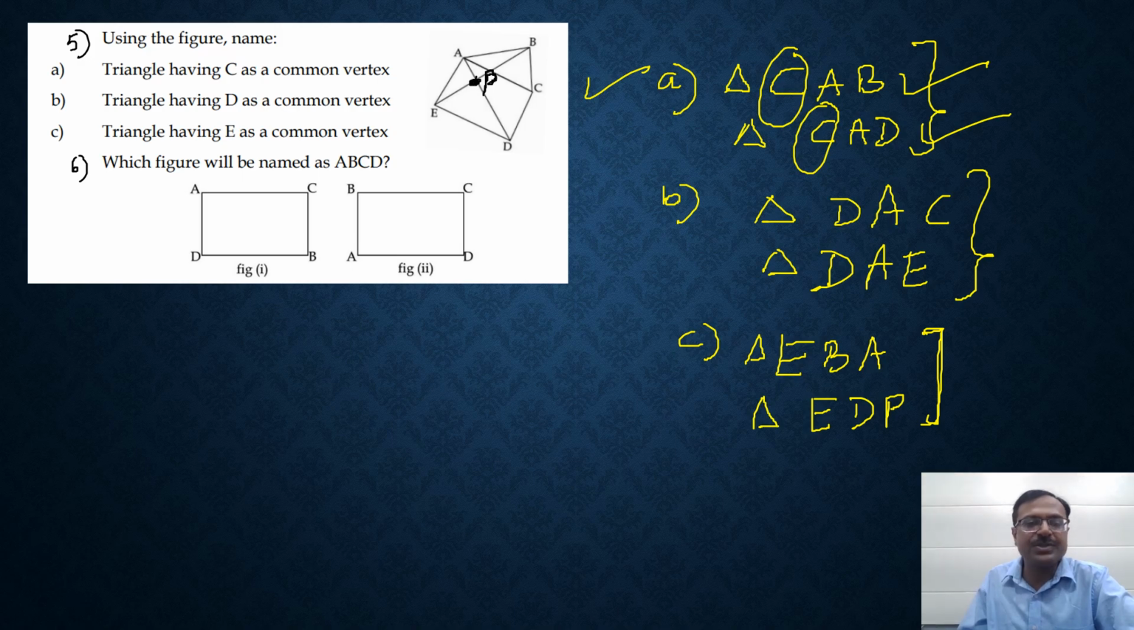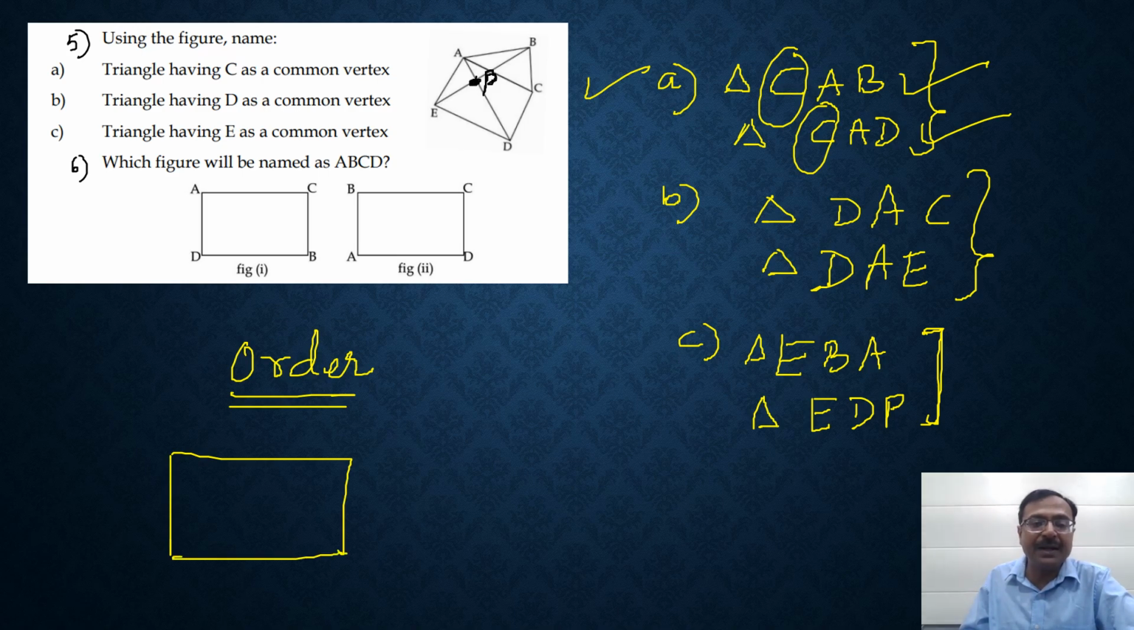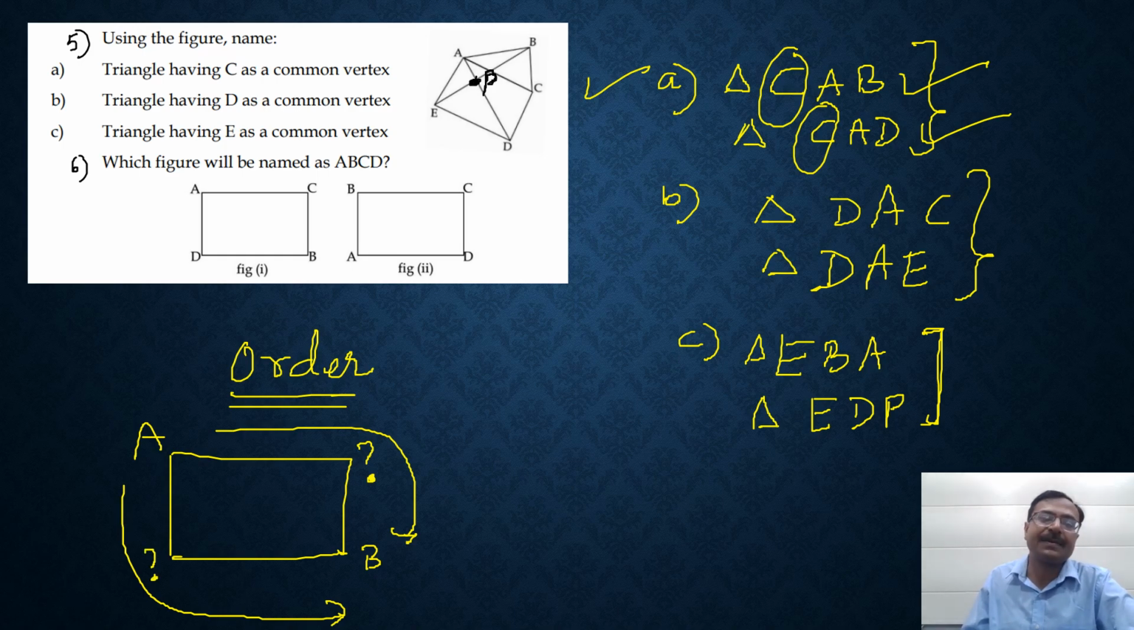Let's see the final question. Which figure will be named as ABCD? Order in which you have to write the vertices, that's very important. In the first figure, this figure is given and he has named A here and B here. So if you move clockwise, you have left out one of the vertices. If you move anti-clockwise, you have left one of the vertices. So you cannot leave the vertices like this. You can name the vertices either in the clockwise manner or the anti-clockwise manner, but you cannot go haphazard.